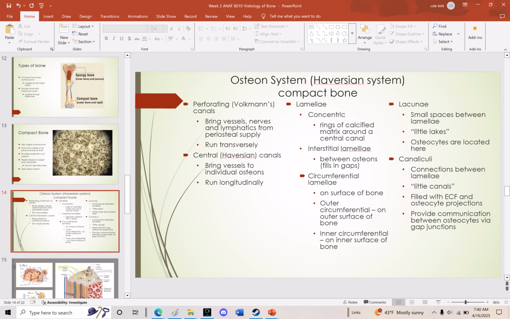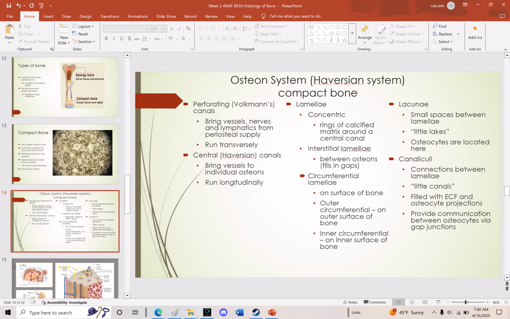The concentric lamellae are the specific names we give to the layers that surround each osteon itself. So the concentric lamellae are rings of calcified tissue, and they all form around that one individual central canal. Right? So you see right here the central canal? Inside there is a central artery. What was the other name for that central canal? Haversian. The Haversian canal. That's right.